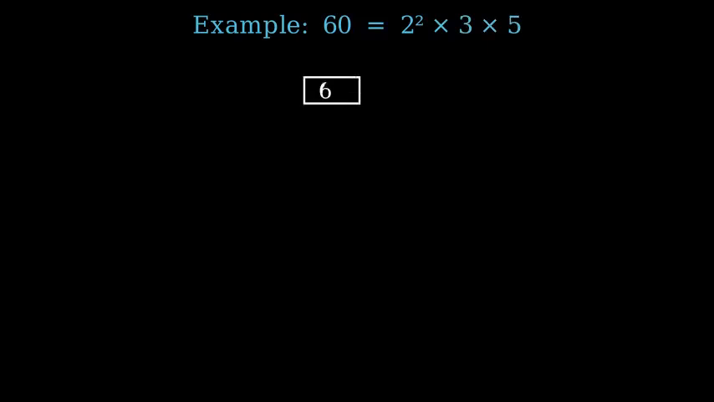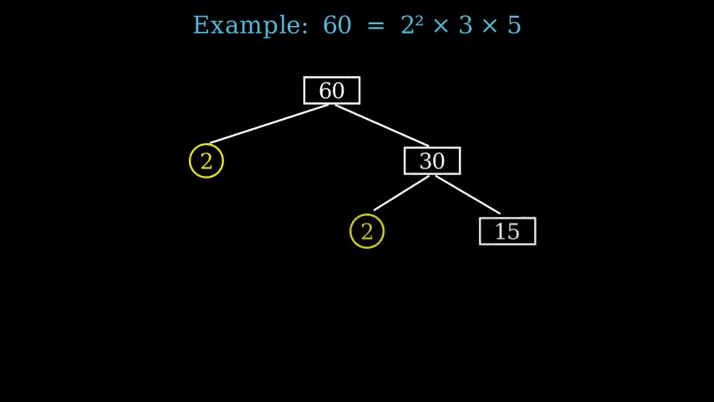So 32,760 equals 2 cubed, times 3 squared, times 5, times 7, times 13. Every composite number has exactly one such factorization. This is unique.